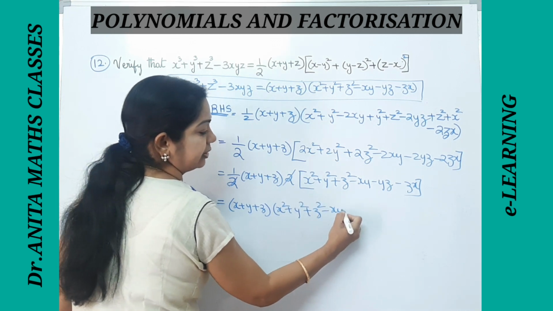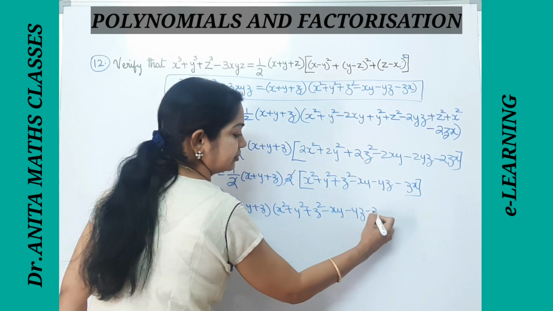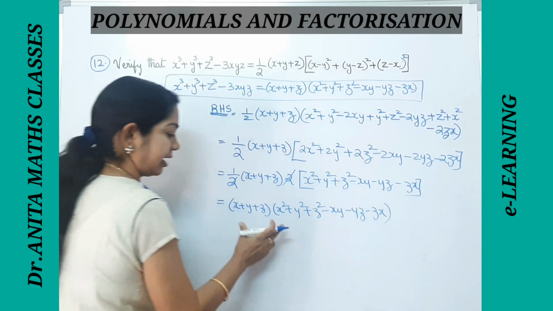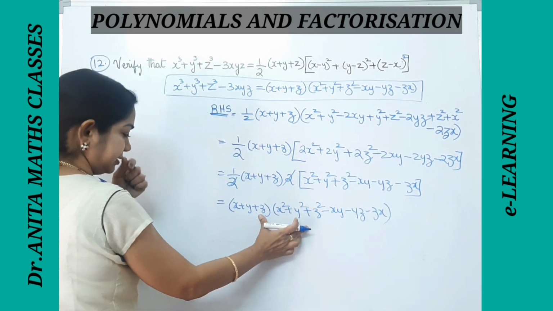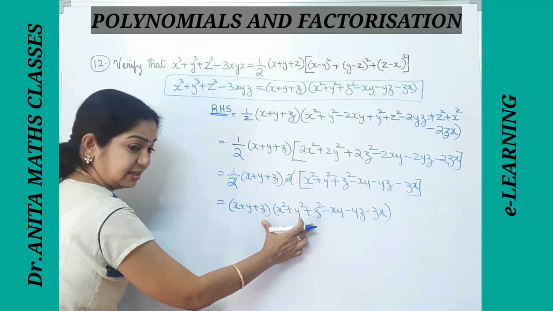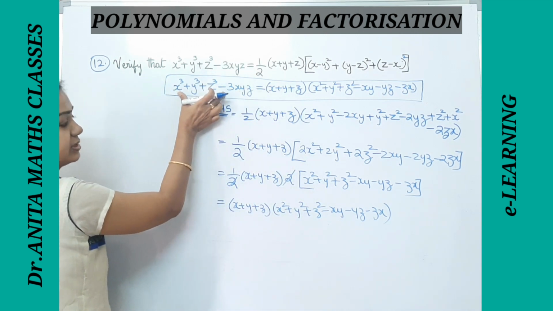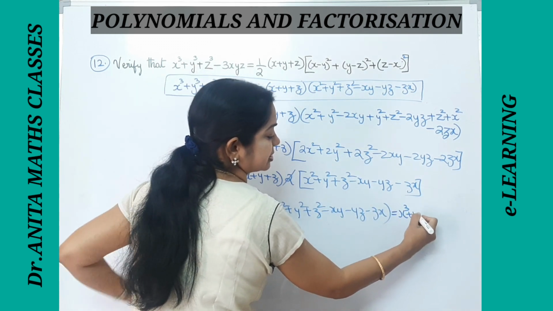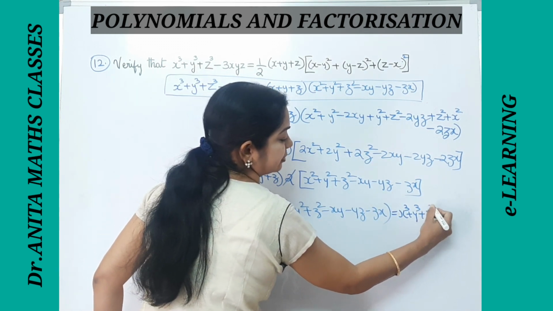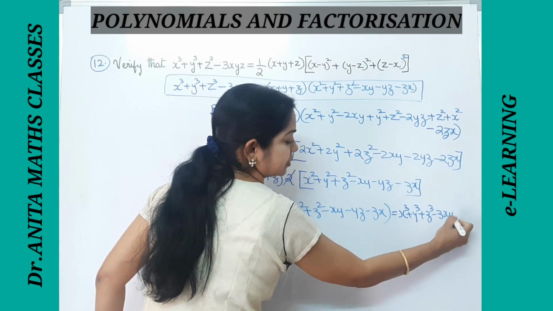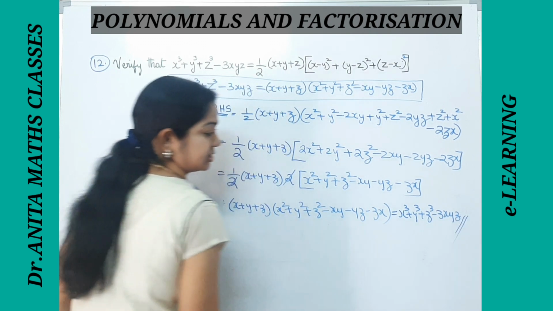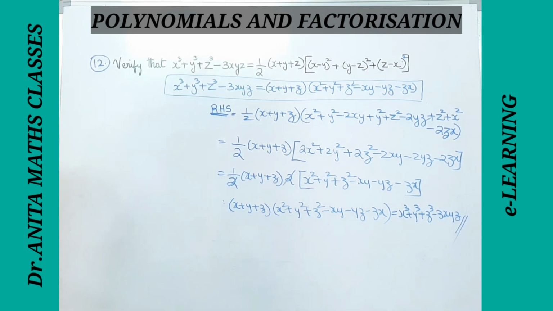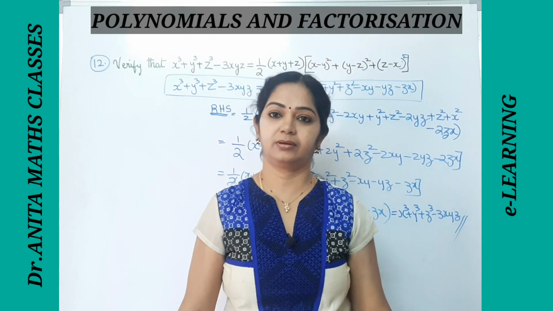So according to the identity, this RHS, isn't it? We got this result. This is equal to, in the identity, we can write it as x cube plus y cube plus z cube minus 3xyz. So hence proved. Pause the video and write it down.